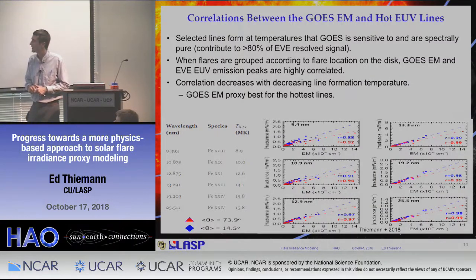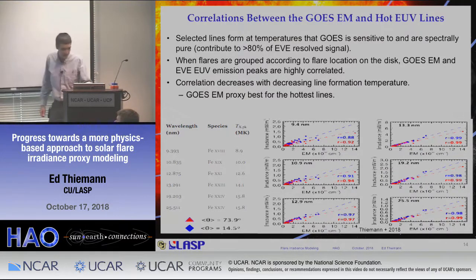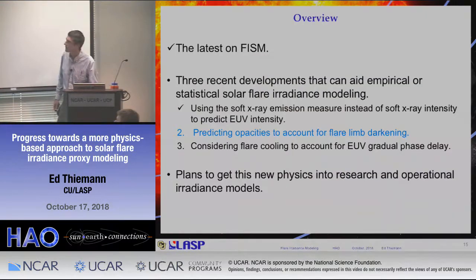We knew that there was going to be some limitations to the assumption of using the GOES emission measure as a proxy for the emission measure of the plasma that's emitting these lines. Another thing I want you to notice is that in each case, the limb flares were systematically dimmer for the same emission measure than the disk center flares. And that's going to motivate the next part of this talk, which is predicting opacities to account for flare limb darkening.